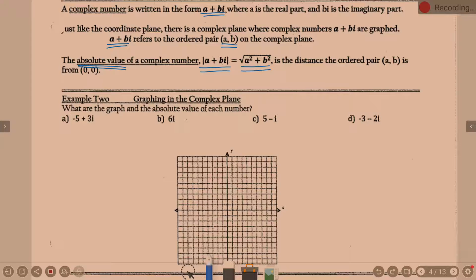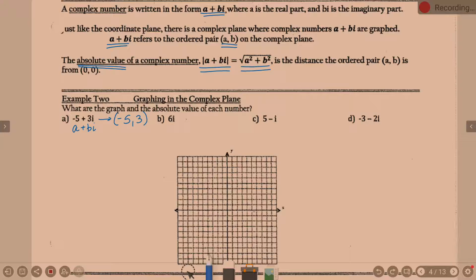So if we look at -5 plus 3i, remember this is of the form a plus bi. And if an ordered pair is a comma b, what is the ordered pair I'm graphing here? Okay, I'm going to be graphing the ordered pair -5, comma 3, where -5 is the a, 3 is the b.